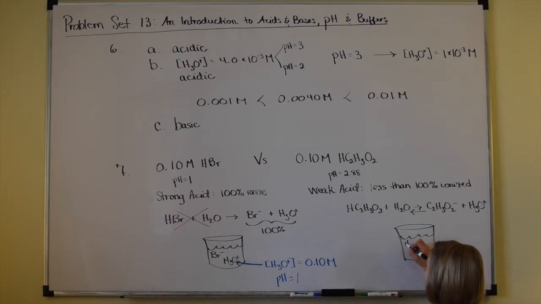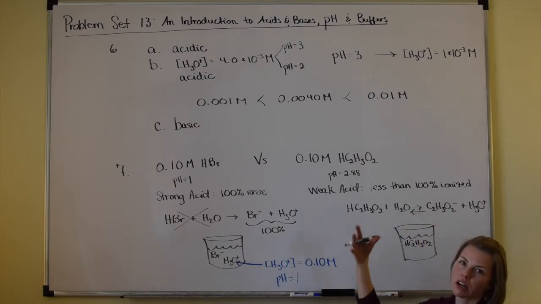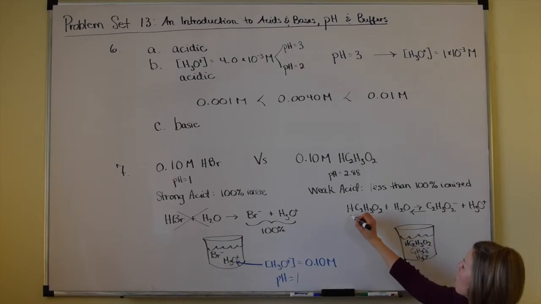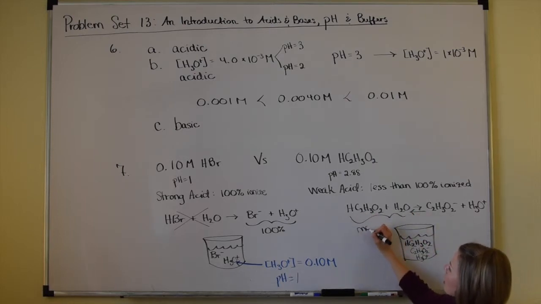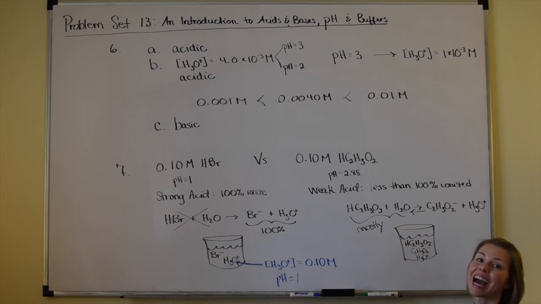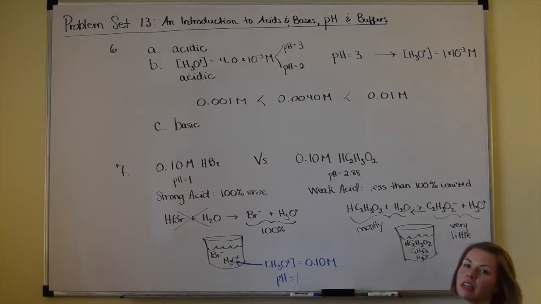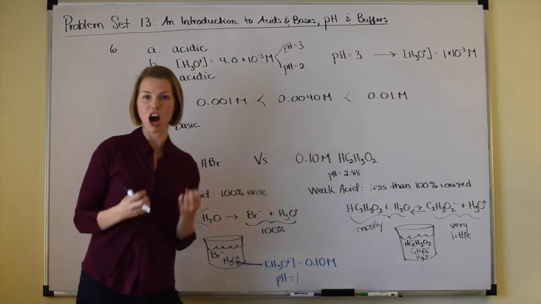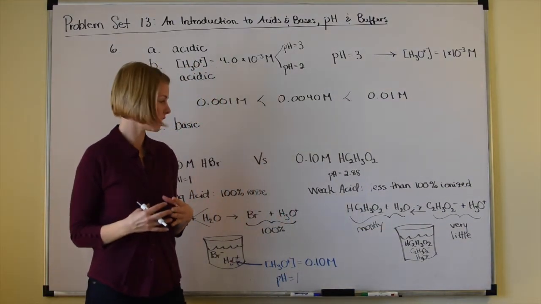We're going to have very little product floating around in that solution. So we've got covalently bound HC2H3O2, of course lots of water because water is a solvent, I'm not going to write that, and only a little acetate anion and hydronium cation. We have mostly reactant. We have very little product. And remember that pH is a measure of the hydronium ion concentration in the solution.